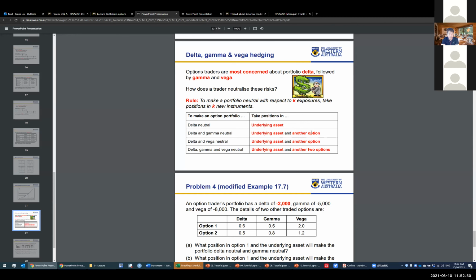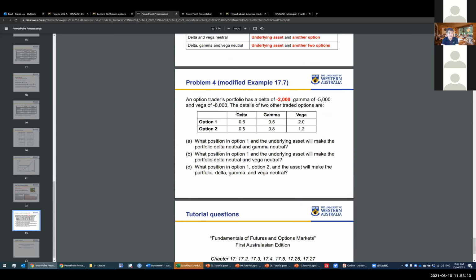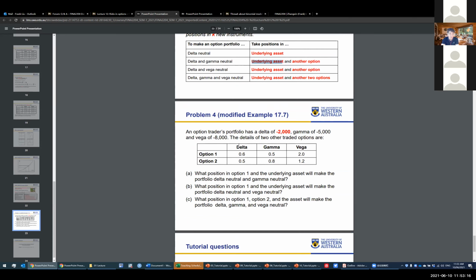Taking another option will help you remove your gamma, but then you will change delta. So what you do here is first make it gamma neutral by taking the option, then work out your new delta when you combine with another option, and then work out how many assets you need to make it delta neutral again, right? It looks complicated, but the strategy is really straightforward. This is like a primary school math problem for many people. It's just like, how many do you have to do to satisfy such a condition? Your goal here is to make them all zeros, right?